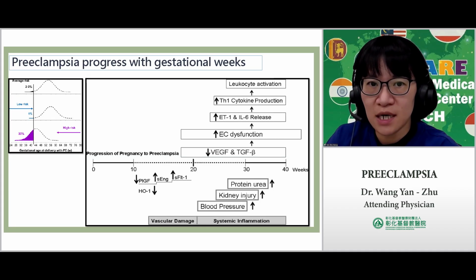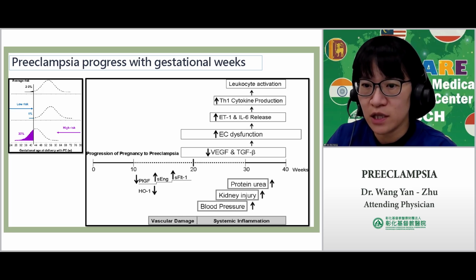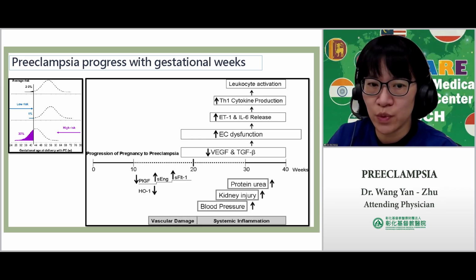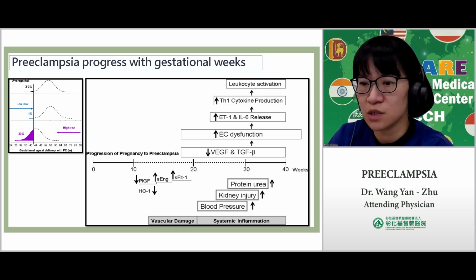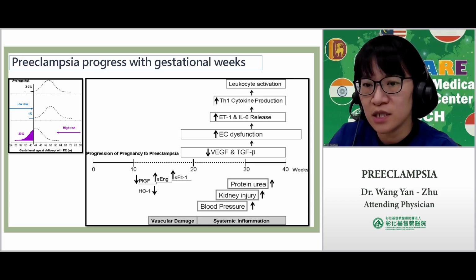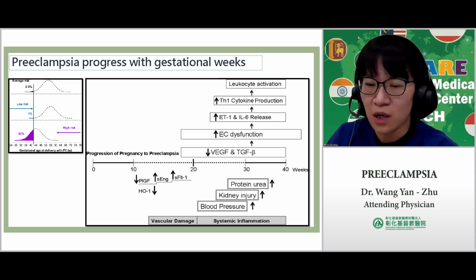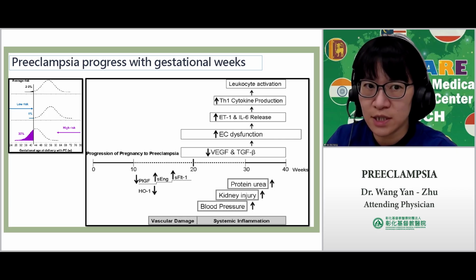Okay, and preeclampsia can progress with gestational weeks. As we can see, all the harmful cytokines can develop from gestational age week 10 to gestational week 40. So if a patient is 30 weeks or 40 weeks, they may accumulate more damage in their body. So the gestational weeks' growth makes preeclampsia progress more.